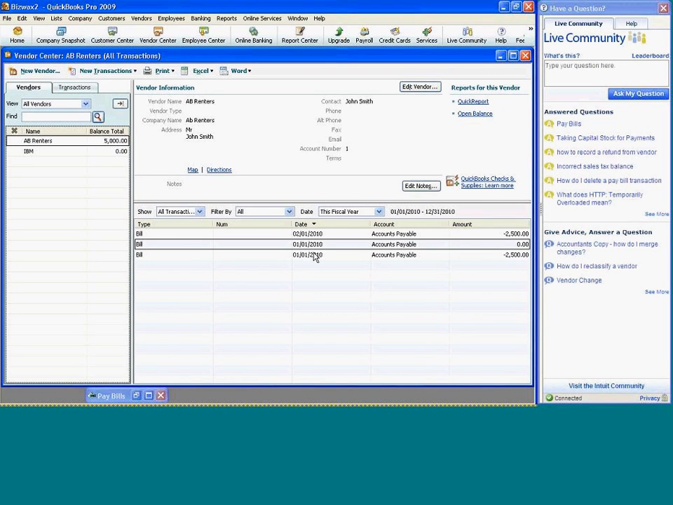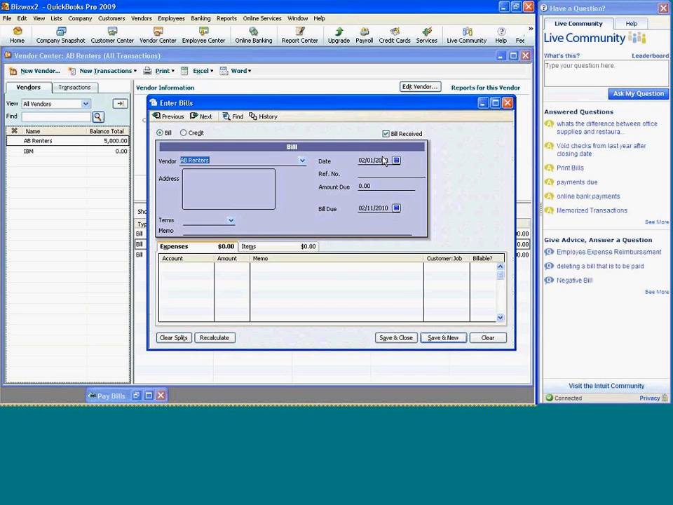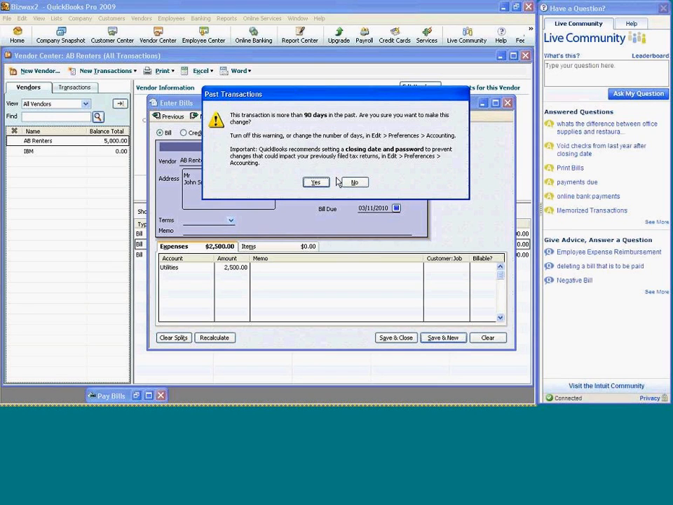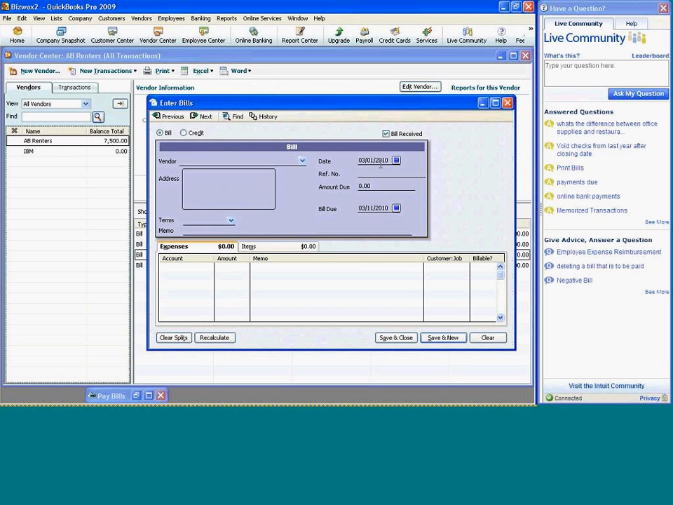Let me change it because it's on the second. Now make another one for the third. New date, and you see the date automatically moves. This will be for $2,500 also. And now for the fourth month, also $2,500.